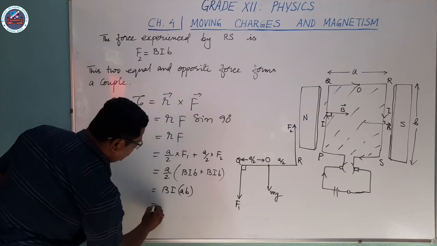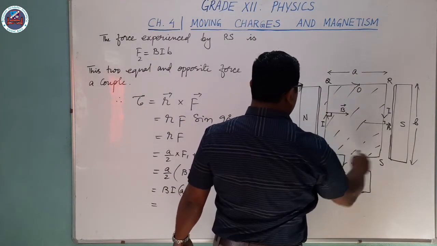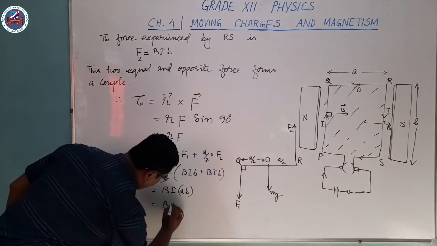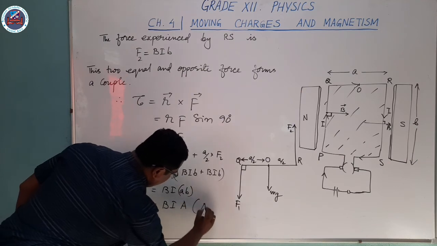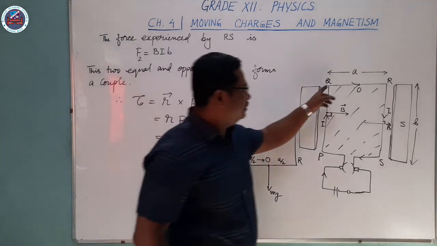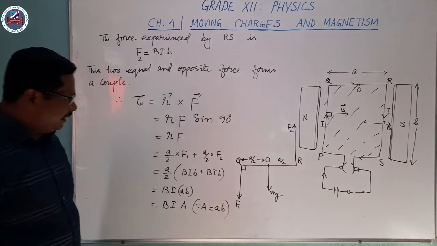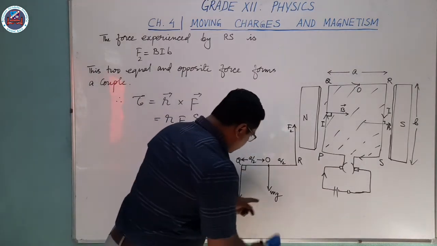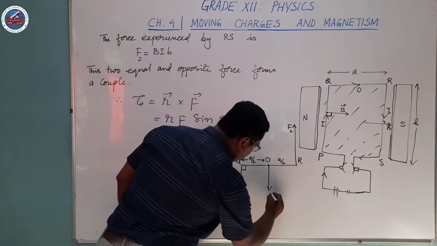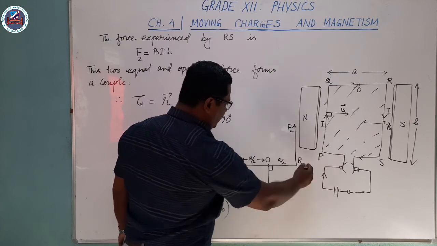And AB is called the area of the loop, this PQRS area of the loop. We'll write it as BIA. Here A is equal to A into B, the length and breadth of the rectangle. Length into breadth gives us area. This line that we are drawing, better write it as N, or normal direction. It's perpendicular to the plane.